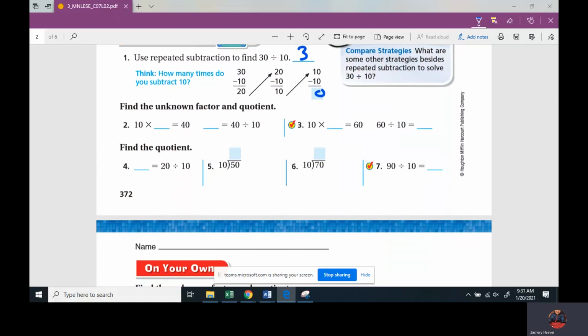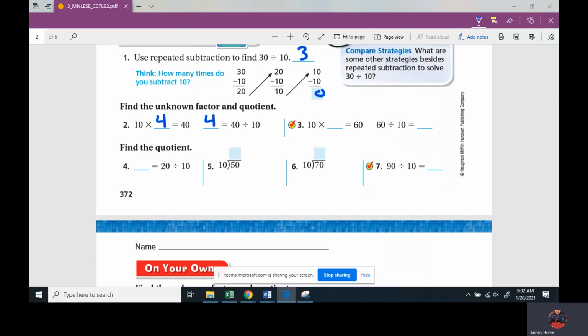So 10 times 4. 10 times 4 makes 40. So Troy, if 10 times 4 makes 40, 40 divided by 10, skip count 10 to 40. How many fingers are you going to have? 4. So 10 times 4 makes 40, but also 40 divided by 10 will equal 4.